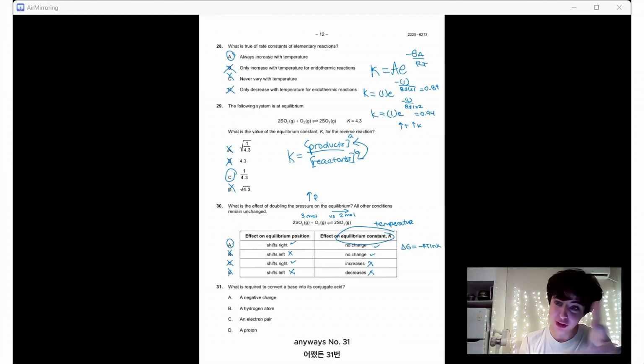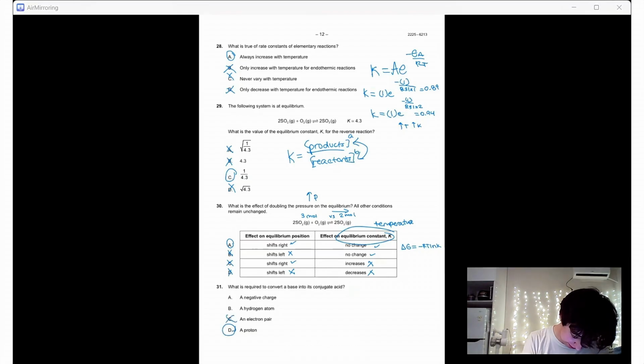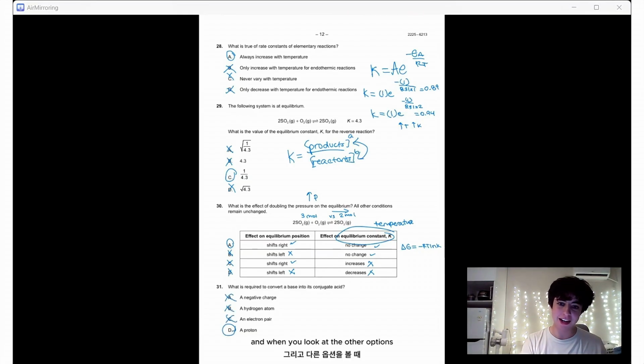Okay, anyways, number 31. This is what is required to convert a base into its conjugate acid. This is literally just asking about the definition of conjugate acid-conjugate base pairs. What differs? A proton. That's it. D. Crazy. Okay. And when you look at the other options, some of them are designed to trip you up.